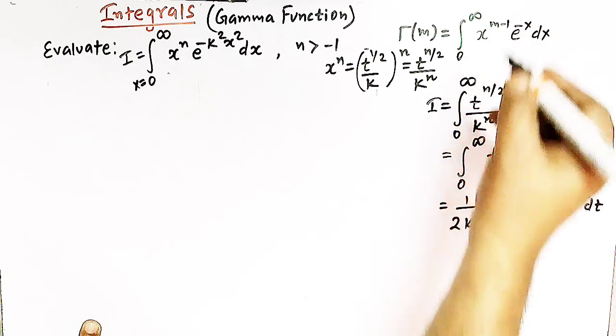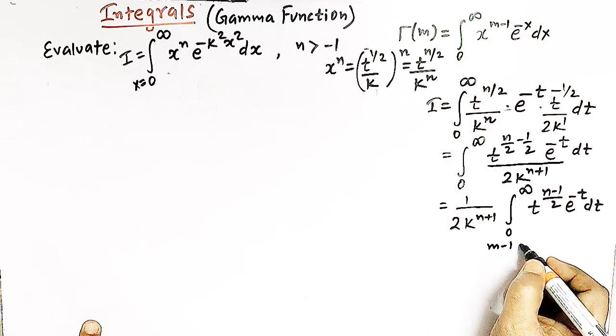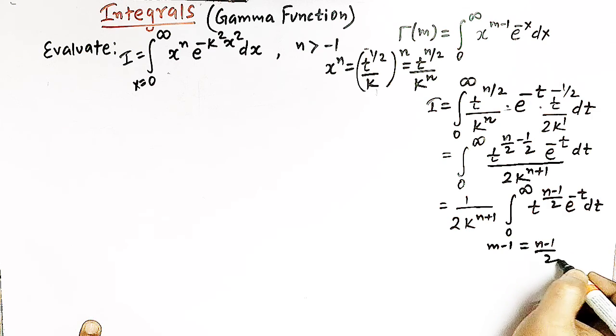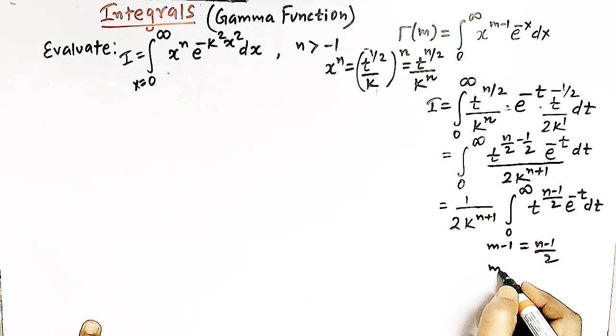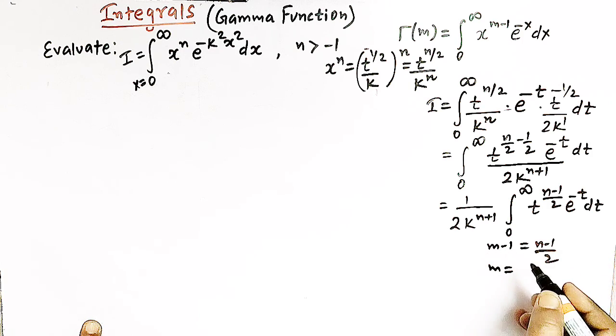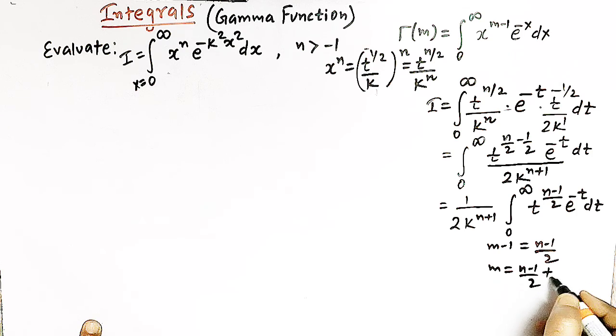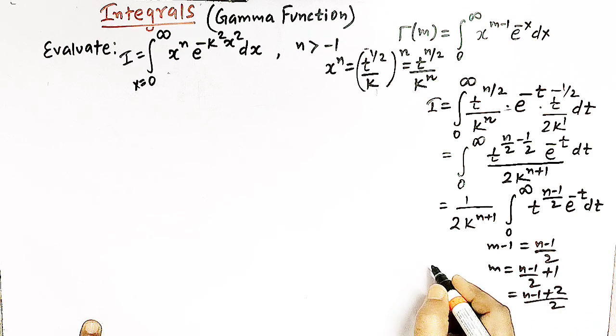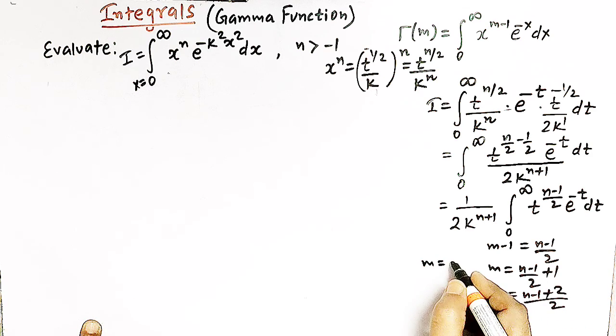So now we can take m minus 1 as (n minus 1) over 2, so that we can obtain the value of m in terms of n. So we have (n minus 1) over 2 plus 1, taking minus 1 to the right hand side. So this is (n minus 1 plus 2) over 2. So m is equal to (n plus 1) over 2. So 2 minus 1 is 1.